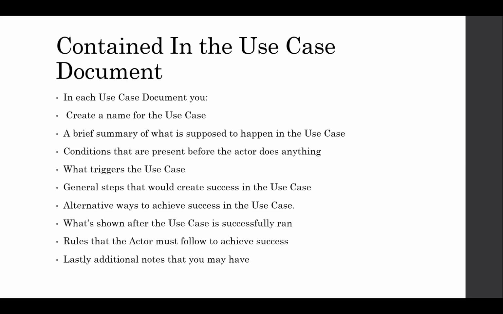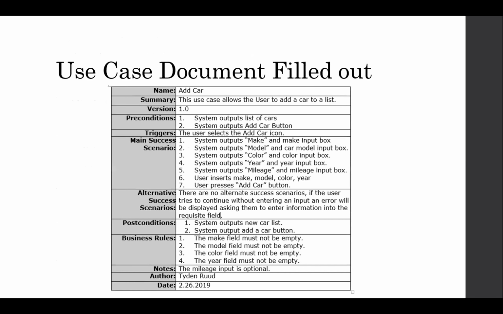So really, it's just kind of repetitive in my mind. This is what it does, this is how it's going to do it, these are the rules that are applied to it, this is what triggers it. I found an example of a use case document filled out, so I filled one out, following along with what they did. They added the name, they had a summary of what it's supposed to do, a version number, which I'm pretty sure we won't have to worry about.